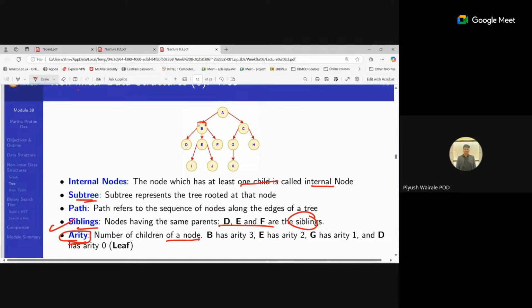So if you see for this particular node, how many children do we have? Three. So the arity of this particular node will be what? Three. Similarly for G, we have two children here, right? Like that. And similarly for E, we have two children here. It's the number of children of the node. That is what arity is. And if you talk about the leaf node, they don't have any children, so arity will be zero, like that. Okay.